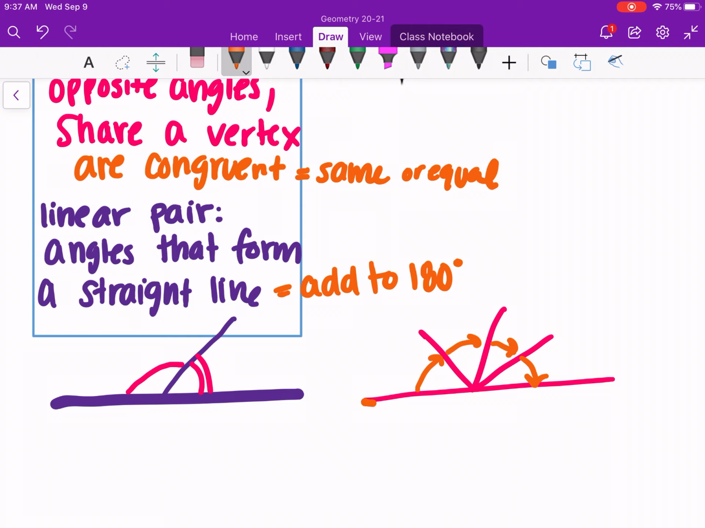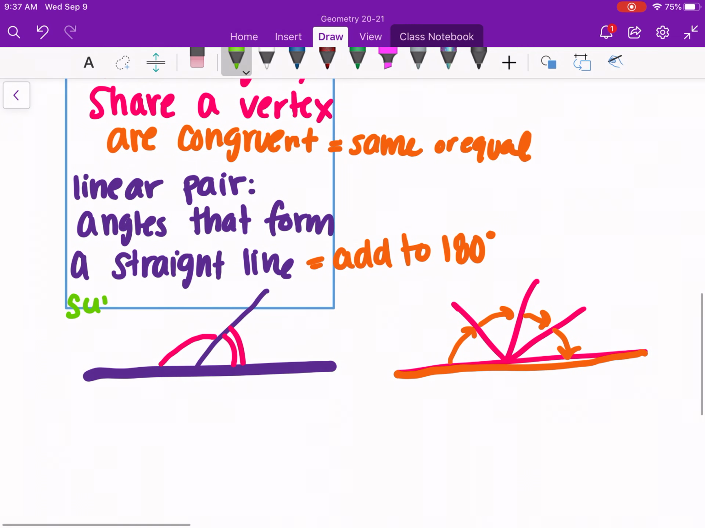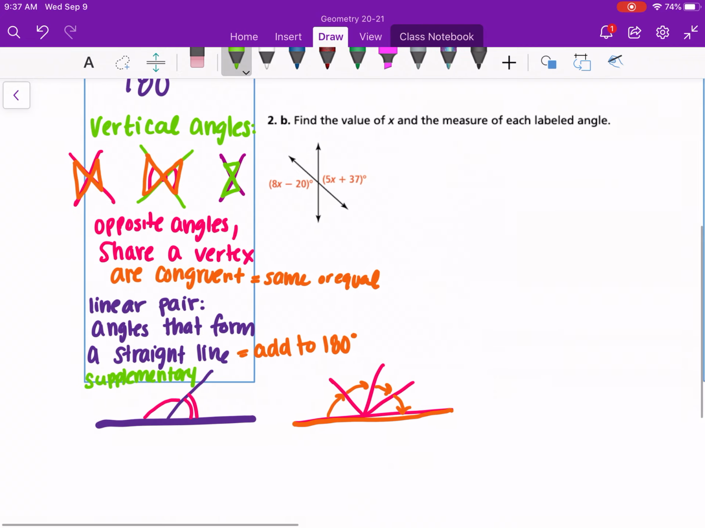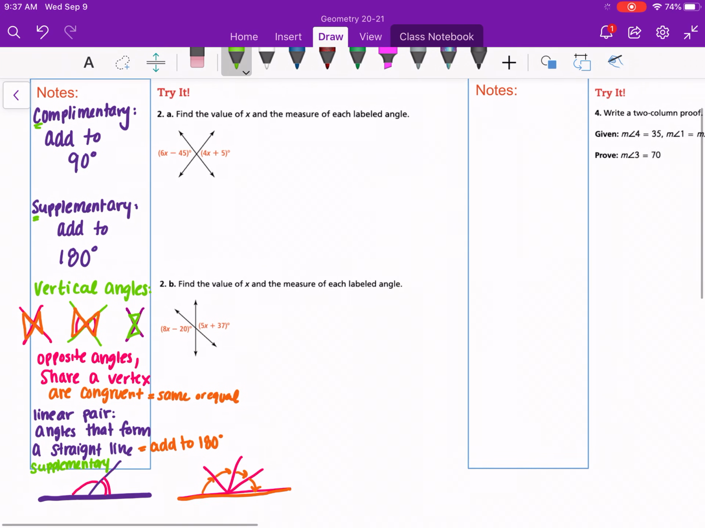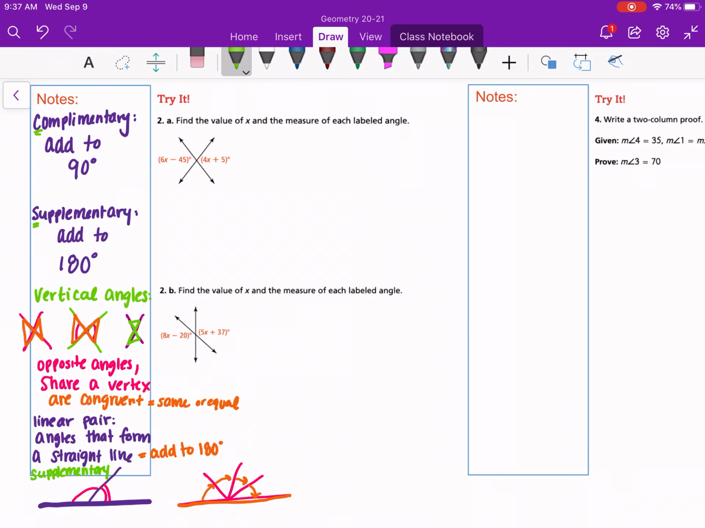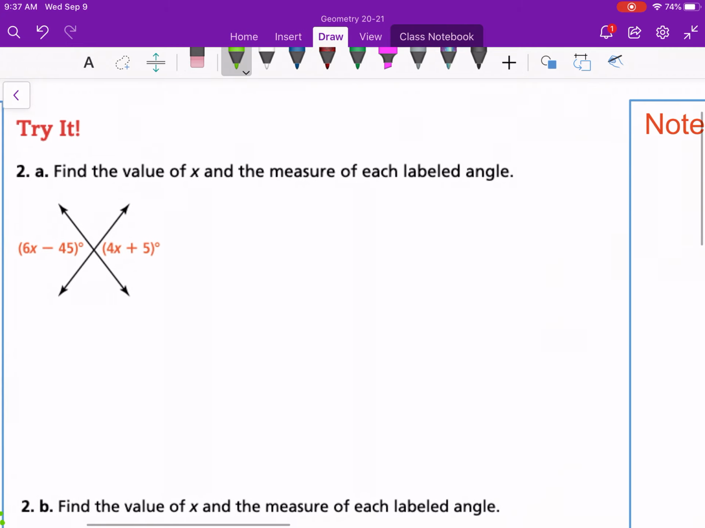Any angles that come together that form a straight line are going to add to 180, which we also just learned the name for is supplementary. Hopefully you guys wrote smaller than me. If you ran out of room, you can write over number 1 because we're skipping it. So complementary angles add to 90, supplementary add to 180. Vertical angles are opposite of each other, but they share a vertex. They are bow tie angles, as I like to call them. They are congruent. Linear pairs are angles that form a straight line, which means they add to 180, which means they are supplementary. So we're going to go ahead and take a look at number 2.